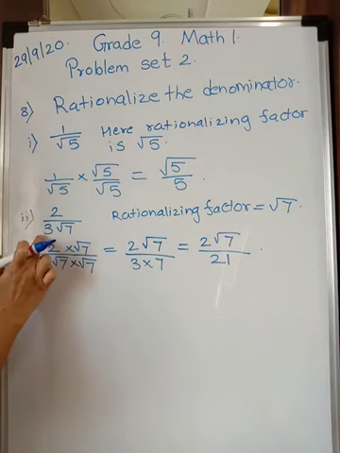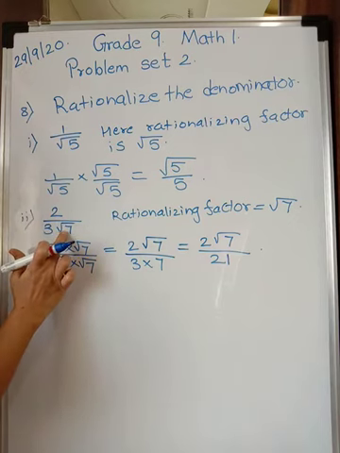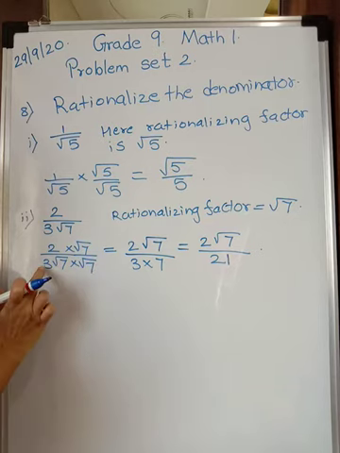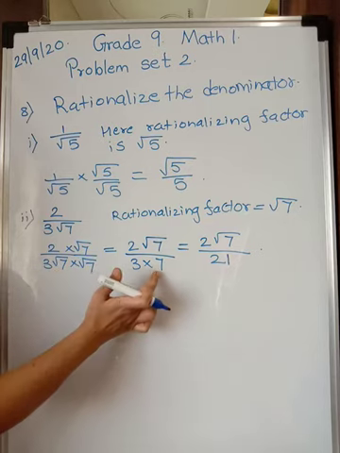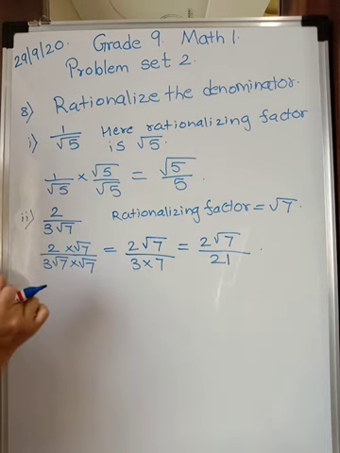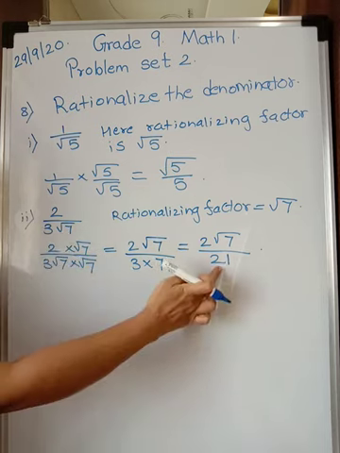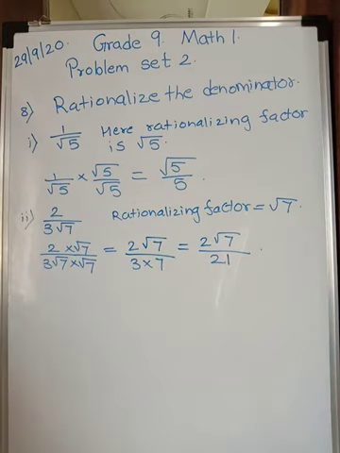Now see, 2 upon 3 root 7. This should be multiplied by root 7 up and down. So what you have? 2 root 7 upon 3. Root 7 into root 7 is 7. So in the denominator you get 21. Initially it was irrational. Now it is rational. So we have rationalized the denominator. Okay. Now third problem, let's go.